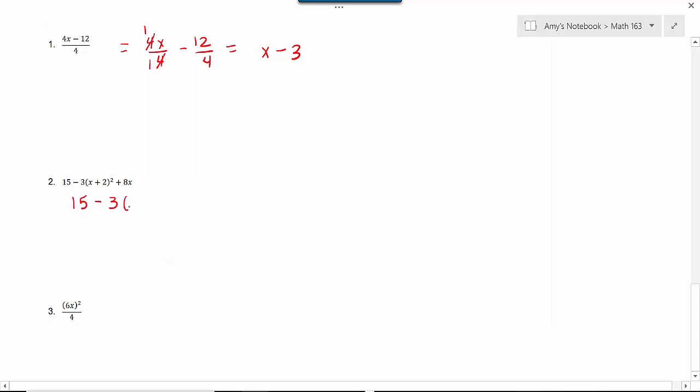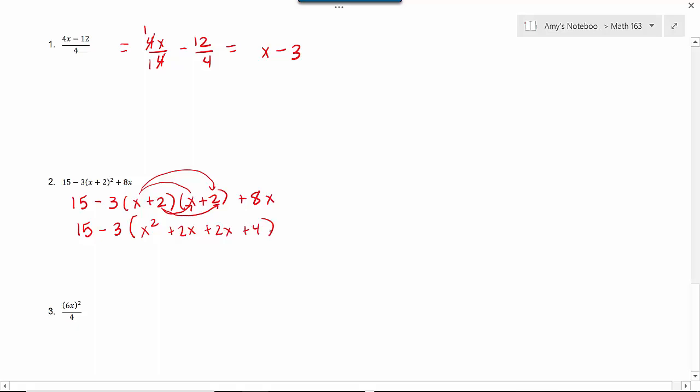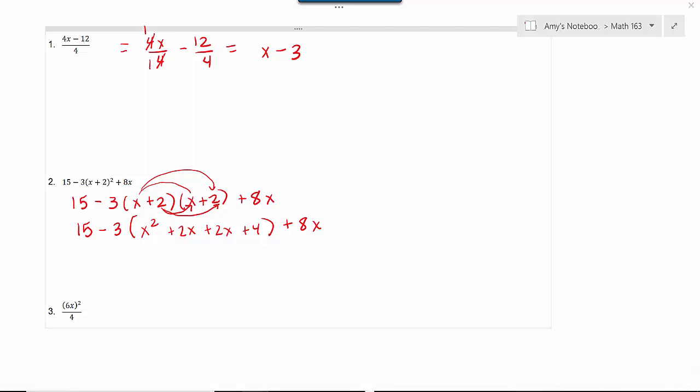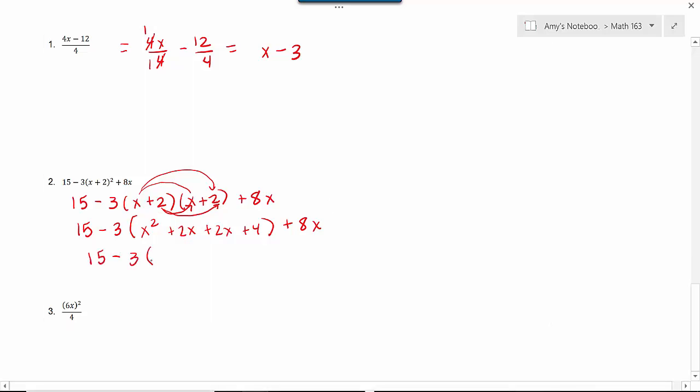15 minus 3. We have x plus 2 quantity squared, so we need to expand this out and FOIL. So x times x is x squared. X times 2 is 2x. 2x. And 2 times 2 is 4. So what we have done here again is that FOIL method. First term in each parenthesis is the outside terms, the inside terms, and the last term in each parenthesis. Now, combine your like terms in the middle. X squared plus 4x plus 4.